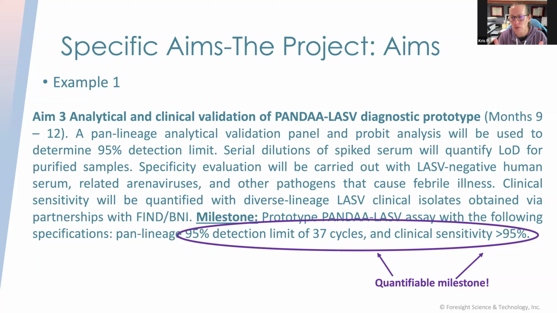And so in this instance, we're saying if they can achieve 95% detection limits of 37 cycles with a sensitivity greater than 95%, they have validated the feasibility of the technology. And in the big picture of things, they've said, okay, that shows this really might work, and there's reason for us to move on to phase 2. So that's the goal of phase 1, is to get to phase 2.